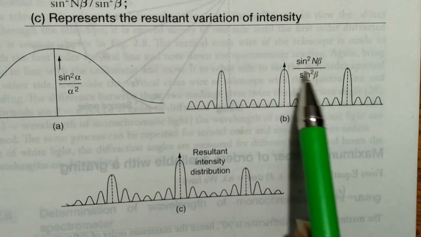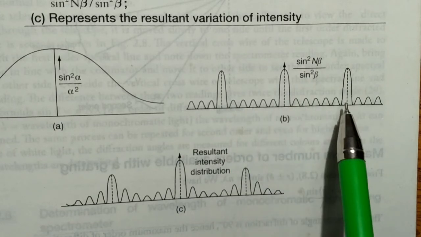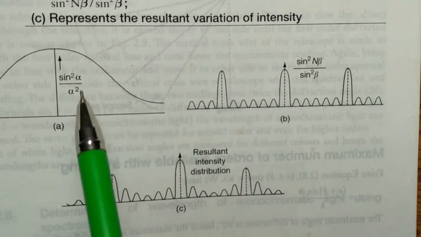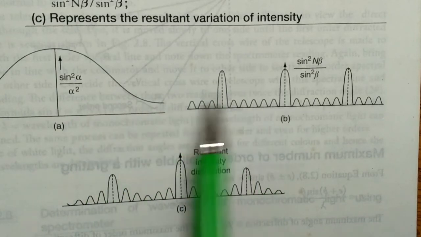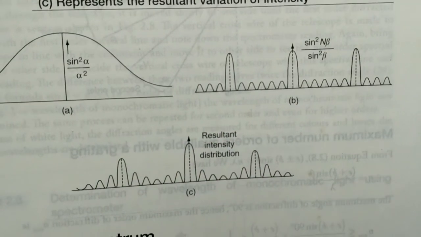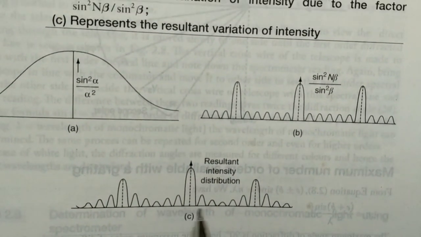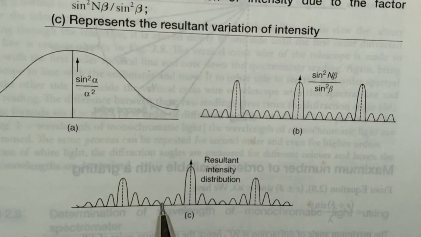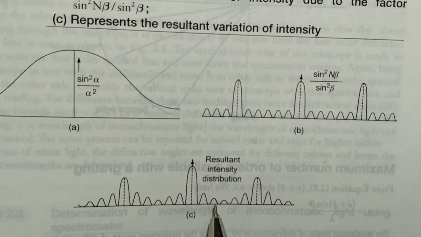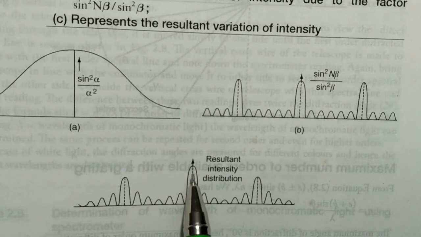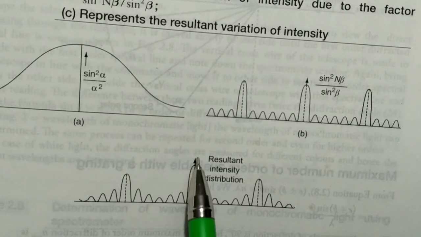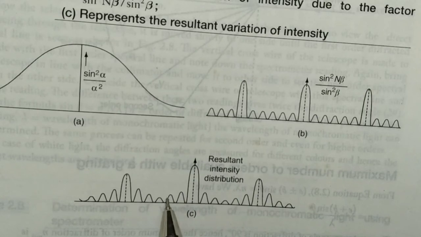That means this equation gives this type of pattern, and the resultant of these two diagrams gives the new series. This is at origin, at O. This is the zeroth position of principal maxima, which is located at origin. Then these are the secondary maximas, which are in decreasing intensity.